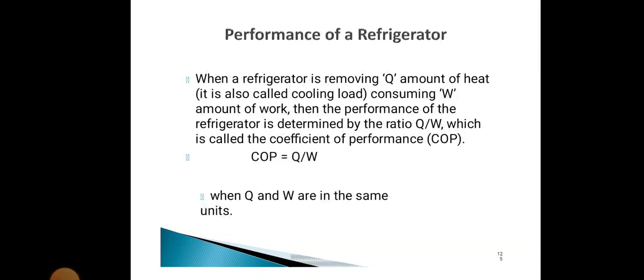Then, the performance of a refrigerator. When the refrigerator is removing heat, the heat symbol is Q, which is also called the cooling load, while consuming work W. The performance of the refrigerator is determined by the ratio of Q divided by W, which is called the coefficient of performance. That is output by input, when Q and W are in the same unit.